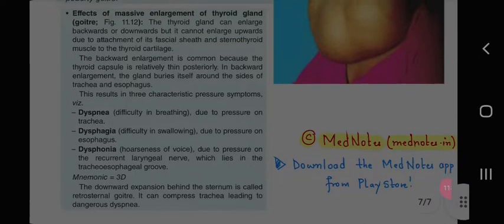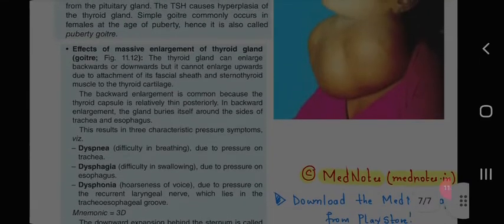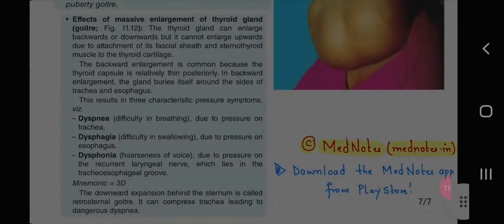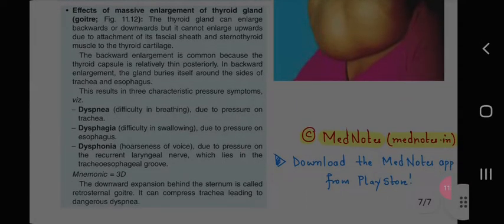Effects of massive enlargement of the thyroid gland. The thyroid gland can enlarge backward or downward, but it can't enlarge upwards due to the attachment of its fascial sheath and the sternothyroid muscle to the thyroid cartilage. The backward enlargement is common because the thyroid capsule is relatively thin posteriorly.